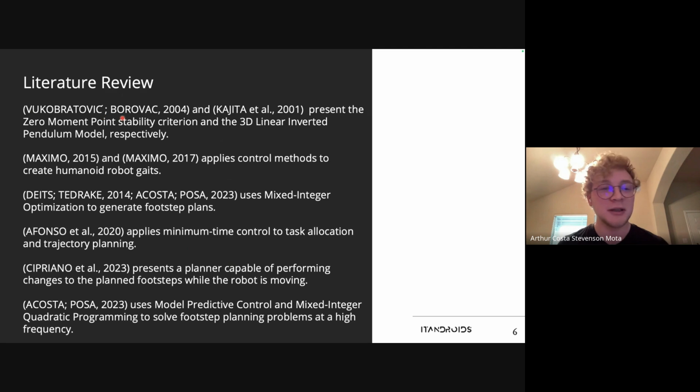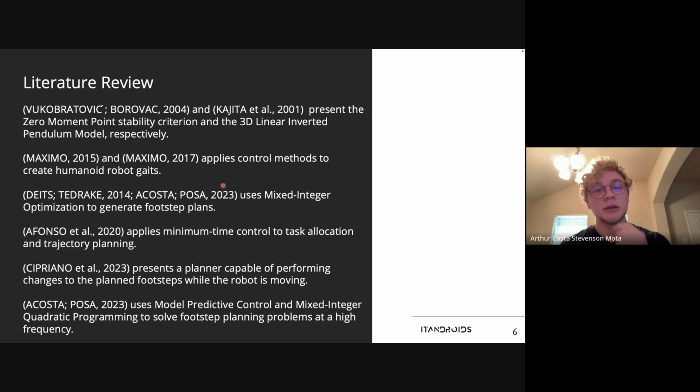Vukobratovic and Kajita: the first one presents the zero moment point stability criterion, and the second one the 3D linear inverted pendulum model. They are both fairly common starting places for most of the research around humanoid walking. They're very commonly found in a lot of different works. Professor Maximus' master's and doctorate applies control methods to generating humanoid robot gaits. It was a very good starting point to understand everything I needed to learn about humanoid walking.